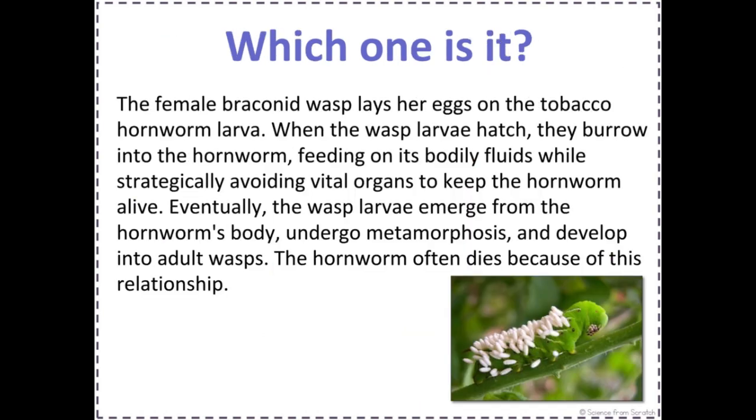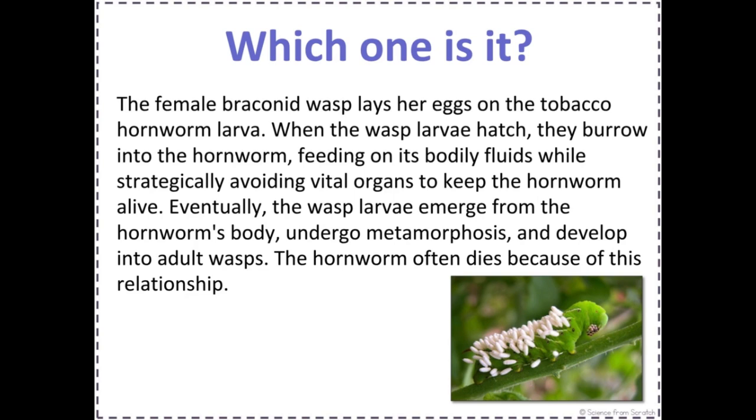All right, ready? So which type of symbiotic relationship is it? So the female brachionoid wasp lays her eggs on the tobacco hornworm larva. When the wasp larvae hatch, they burrow into the hornworm, feeding on its bodily fluids while strategically avoiding vital organs to keep the hornworm alive. Eventually, the wasp larvae emerge from the hornworm's body and undergo metamorphosis and develop into adult wasp. The hornworm often dies because of this relationship.